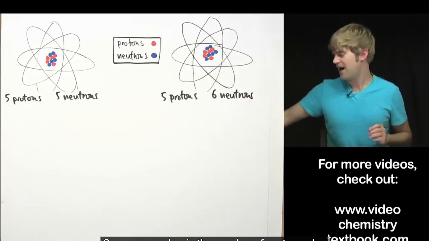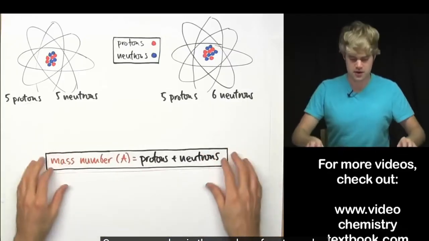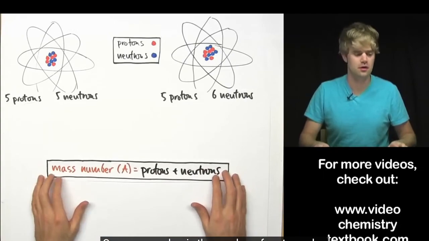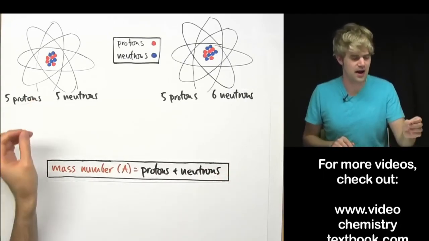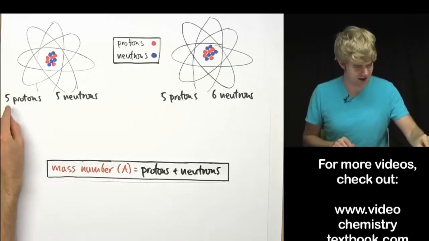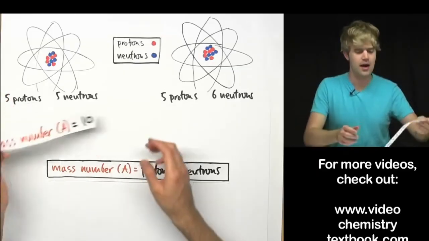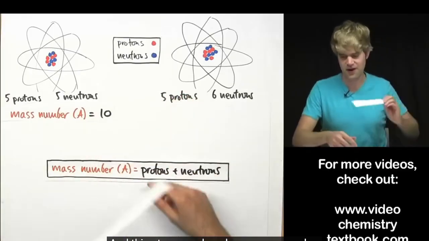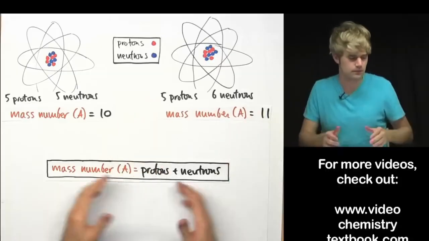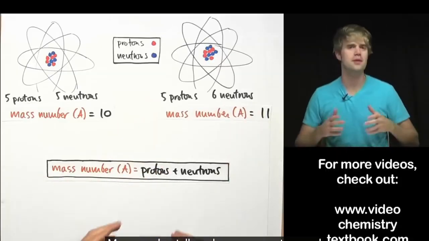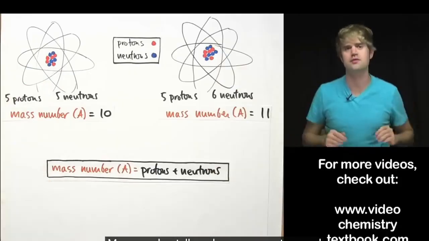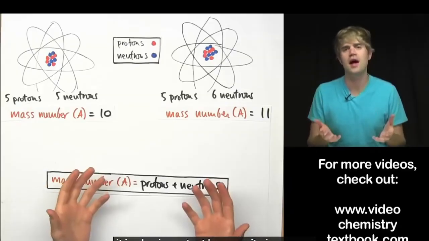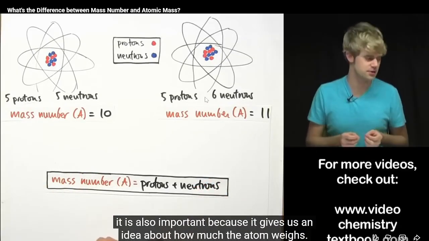So, mass number is the number of protons plus the number of neutrons. So this atom here has a mass number of 10, 5 plus 5. And this atom over here has a mass number of 11, 5 plus 6. Mass number tells us how many protons and neutrons are in the nucleus of an atom. But it's also important because it gives us an idea of how much the atom weighs.